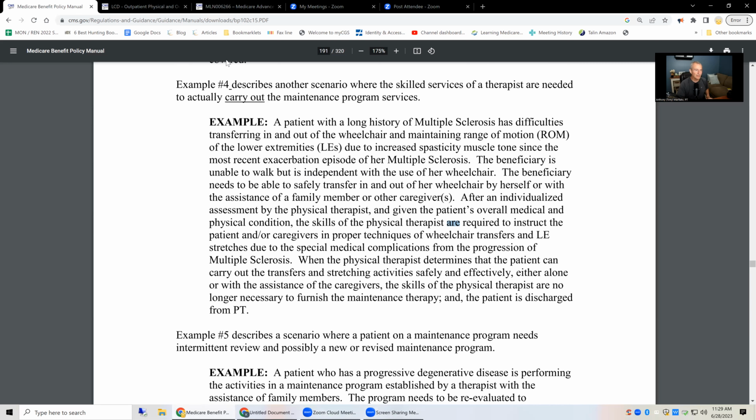So there are multiple situations here, examples that you can really pull from to help you decide when is therapy covered, when is it not, whether it be maintenance or rehabilitative.